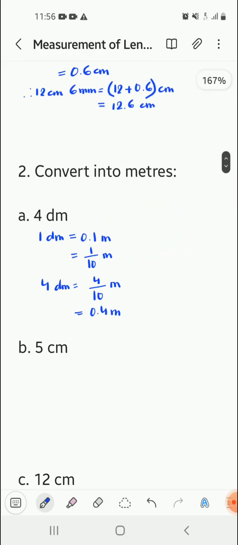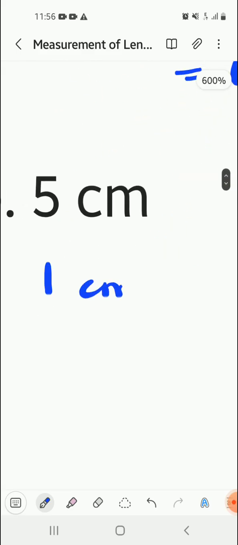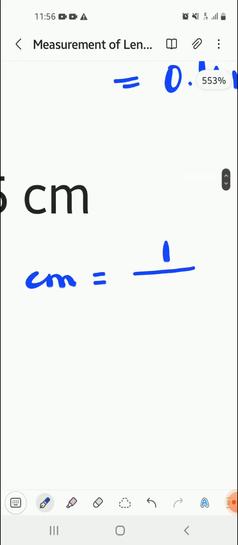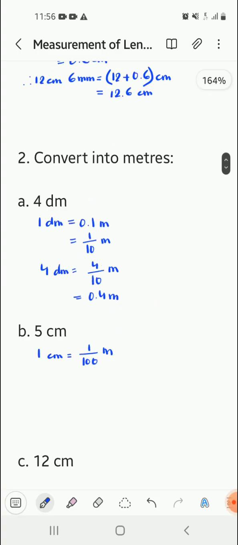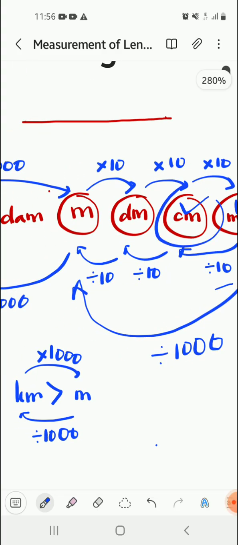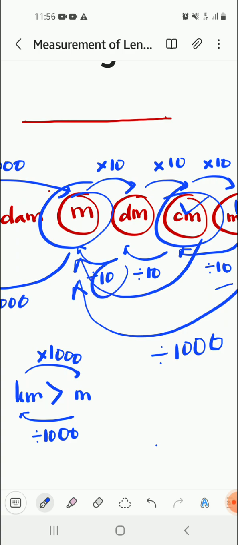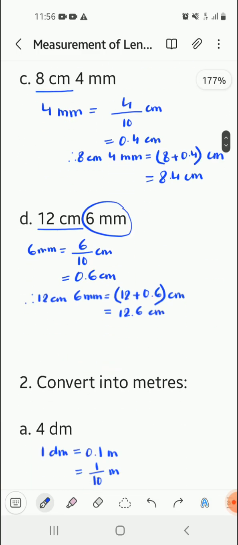Now centimeter we have to convert into meter. So we know that 1 centimeter is equal to 1 by 100 meter. How do we find it out? See this. We have got centimeter and here we have got meter. So from centimeter to meter there is 1 zero, another zero. So it is divided by 100. So that is how we have got it.